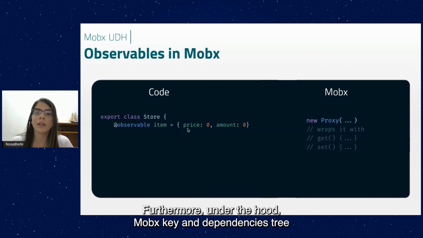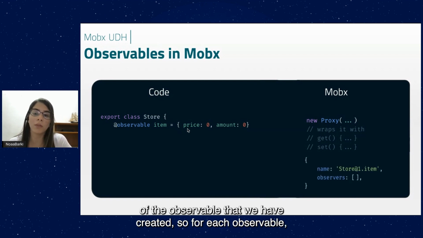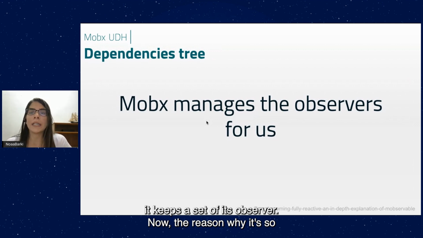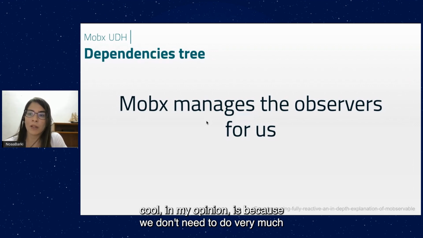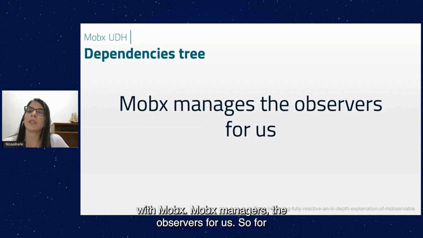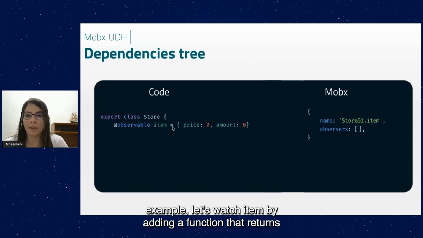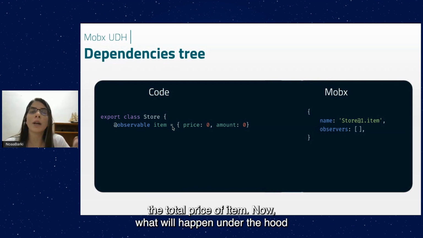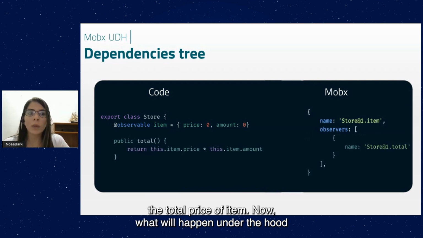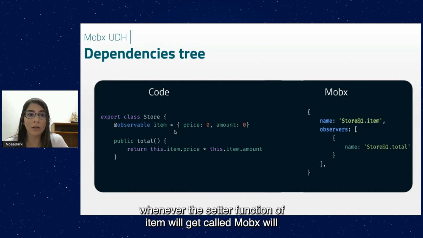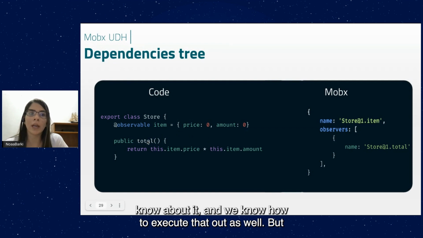Furthermore, under the hood, MobX keeps a dependencies tree of the observables that we have created. So for each observable, it keeps a set of its observers. Now, the reason why it's so cool, in my opinion, is because we don't need to do very much with MobX. MobX manages the observers for us. So, for example, let's watch item by adding a function that returns the total price of item. Now, what will happen under the hood is that MobX will add total as an observer for item. So whenever the setter function of item gets called, MobX will know about it and will know to execute total as well.